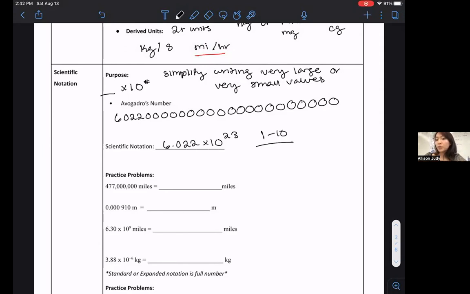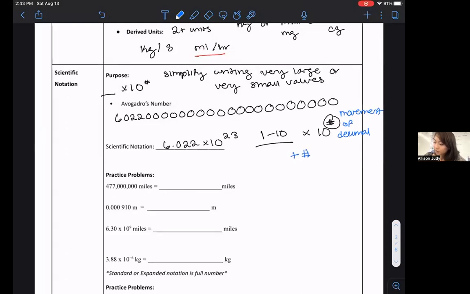It has to be between 1 and 10, okay? And then add this times 10 to the value. And this right here is how much we move the decimal place. This number up here represents movement of decimal.